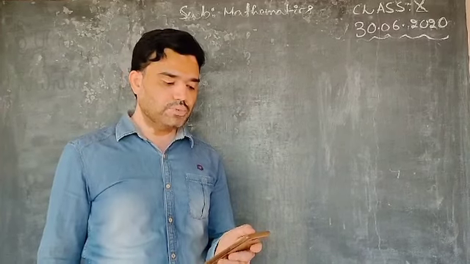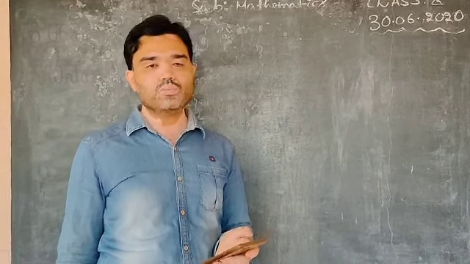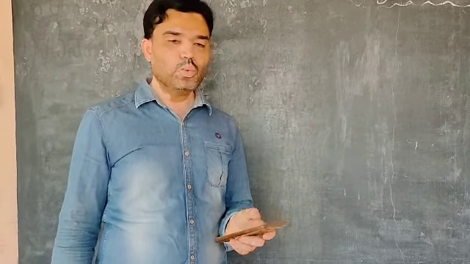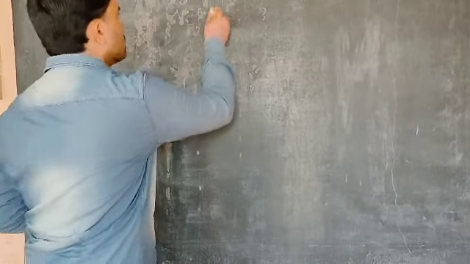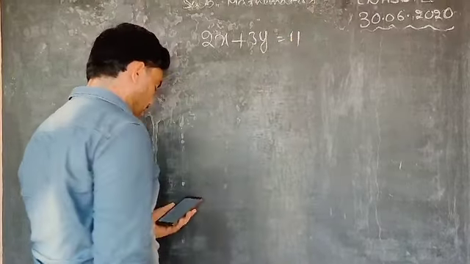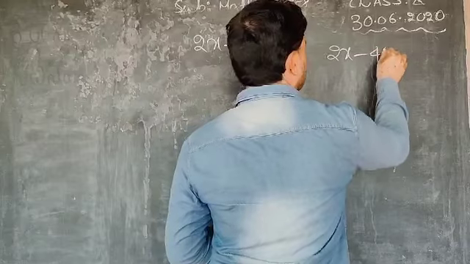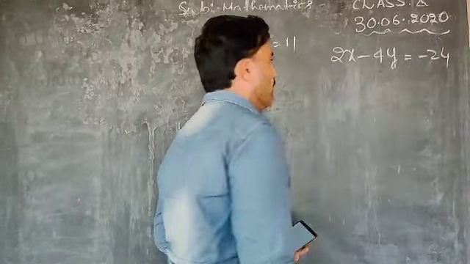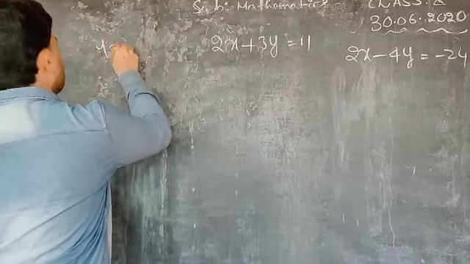Look at the second problem. 2x plus 3y is equal to 11. 2x minus 4y is equal to minus 24. Hence find the value of m for which y is equal to mx plus 3, they gave. So now let us write the two equations. 2x plus 3y is equal to 11. Next one, 2x minus 4y is equal to minus 24. Okay, so now after that we need to calculate y is equal to mx plus 3.